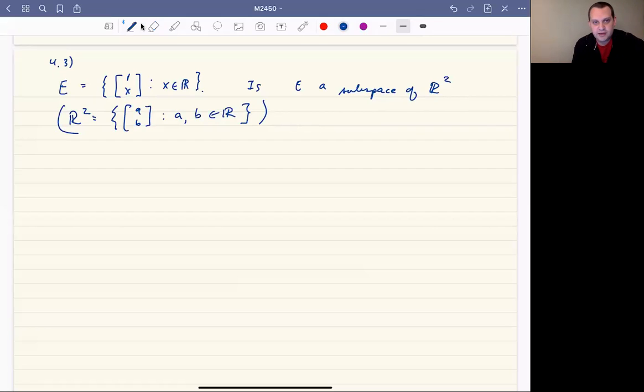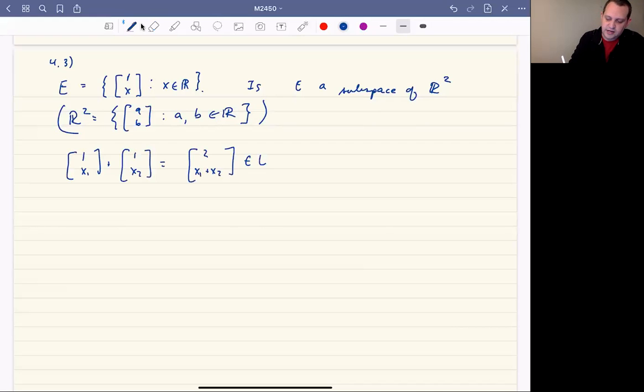Well, right off the bat, the answer is no. You can check that it fails the subspace test. You can really just take, say, 1 plus x1 plus 1 plus x2. And what you get is not 1 plus anything, it's 2 plus something. So that means that this is not in E. So that means that the subset is not closed under addition.